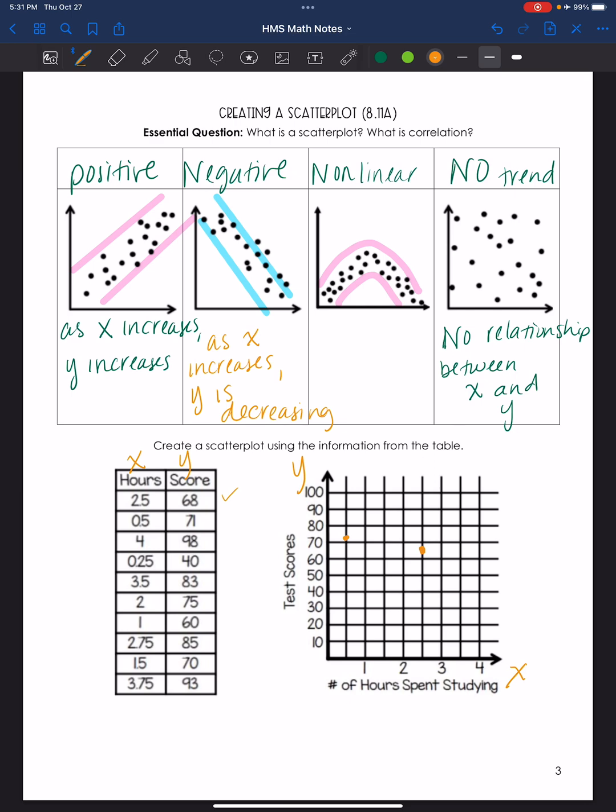Then, good, 4 and 98. Below 100. 0.25 and 40, so that is less than half, right on the 40 line. 3.5 and 83, so 3.5 and just above 80. 2 and 75.